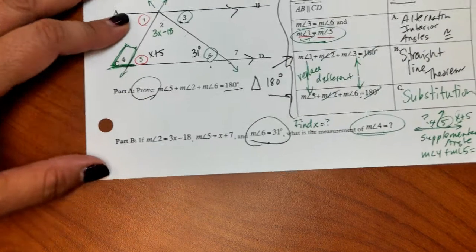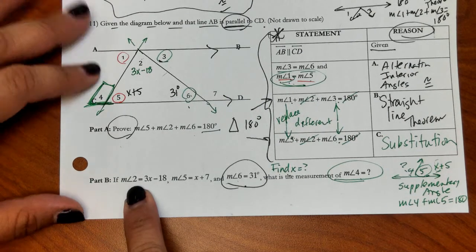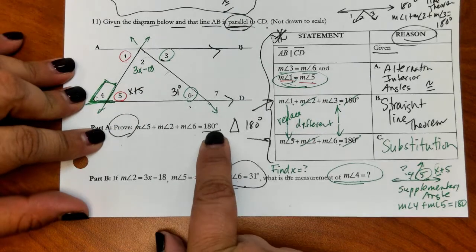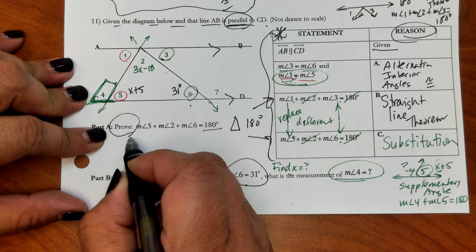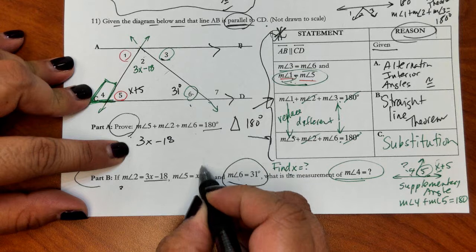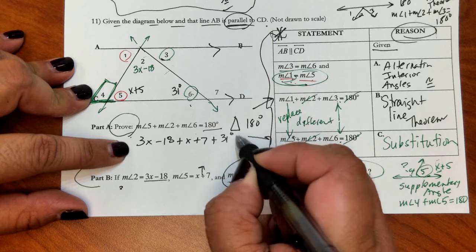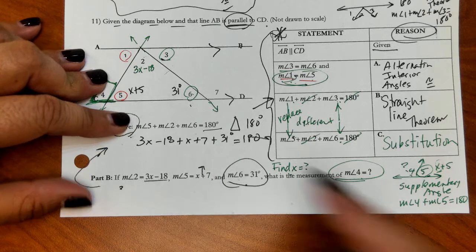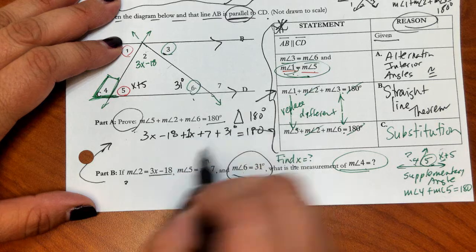Okay, let's take a look here. So, in order to solve this, you have to know the relationship of M2, M5, and M6 all make a triangle, and you just prove that they equal 180. So you're going to put in 3, I'm going to start up here because there's more space up here, 3x minus 18, and you're going to add this one, plus x plus 7, then you're going to add the 31 degrees, and you're going to set it all equal to 180. So what I did was just plug in all these values.